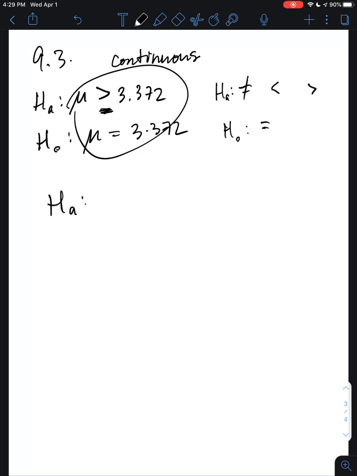When your alternative hypothesis has a not equal, it is called two-tailed. We will learn why soon. And when the alternative hypothesis has a less than or a greater than, it is called one-tailed.